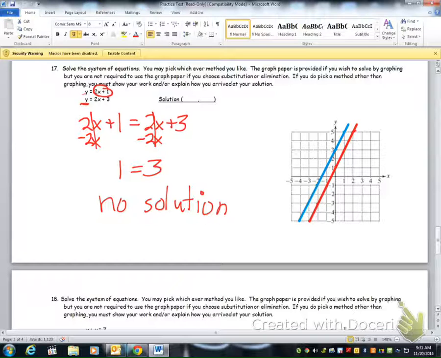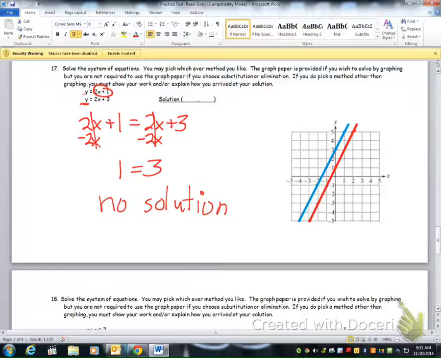Now, what do you notice about those two lines? They're parallel, which means if our solution to a system of linear equations is where the two linear equations intersect, and these are parallel lines which never intersect, what does that tell you about the solution to the system? There is none. It doesn't exist, right?